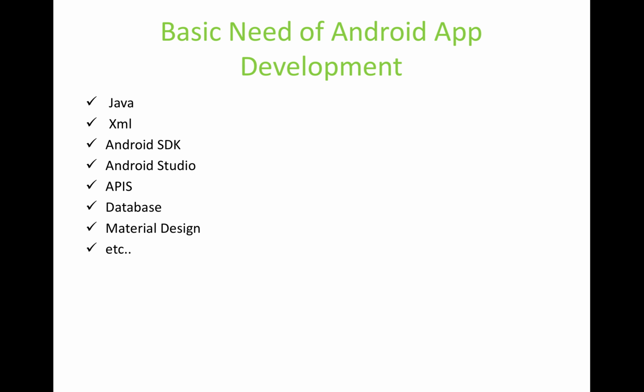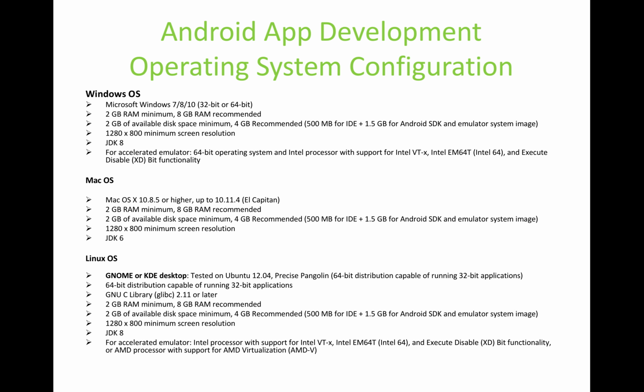What is the basic need of Android app development? Actually, you need to know Java, XML, Android SDK, Android Studio, APIs, database, material design, etc. Android app development operating system configuration: three types of operating system can run Android development: Windows OS, Mac OS, and Linux OS.